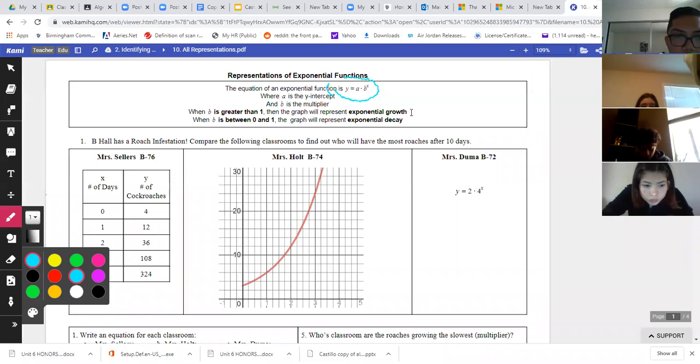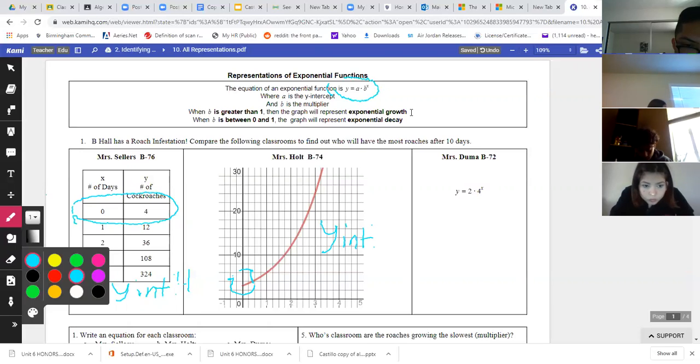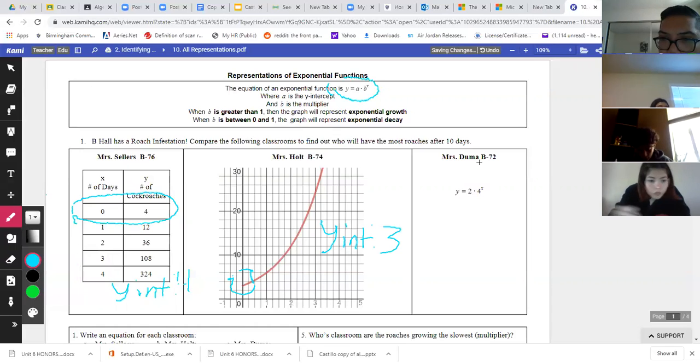Now, if you remember from first semester, y-intercept is always where x is equal to 0. So for the table here, the y-intercept is just 4. For the graph, remember that the y-intercept is always where we intersect the y-axis. So the y-intercept here, it goes up by 2, so it's in the middle of 2 and 4. So it is going to be 3. And then in equation form, if you look at the top.